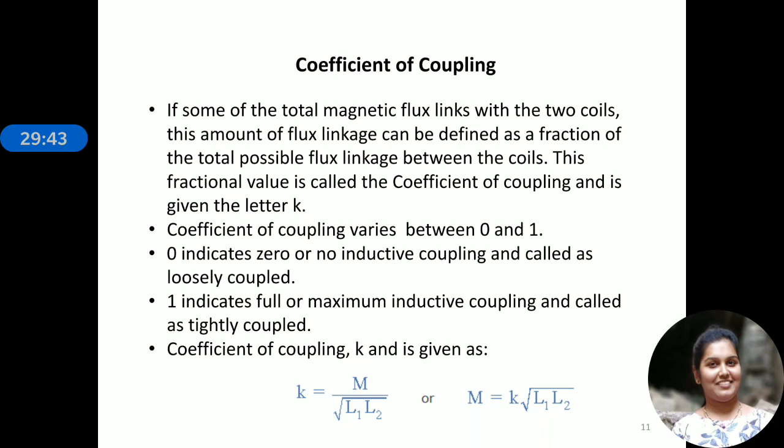Generally the amount of coupling that exists between the two coils is expressed as a fraction between 0 and 1 instead of percentages. Where 0 indicates no inductive coupling, and it is called loosely coupled. Got the point? So if the coefficient of coupling is 0, then the two coils are in no way coupled to each other. That is, no inductive coupling is there between the two coils.